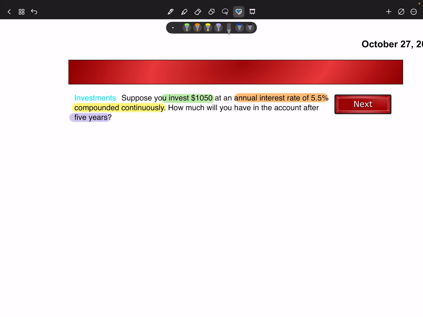I'm going to start with the first sentence, define my variables, and write a function. If I invest $1,050, that's my principal amount. So principal is not a variable, it is fixed for this problem. We invest $1,050 and it's done. The annual interest rate, that's next. Annual interest rate is R, and that's 5.5%. But we need to show that as a decimal, so that would be 0.055.